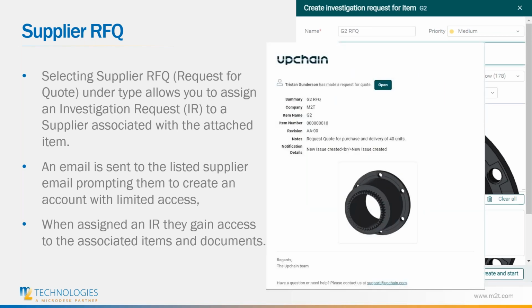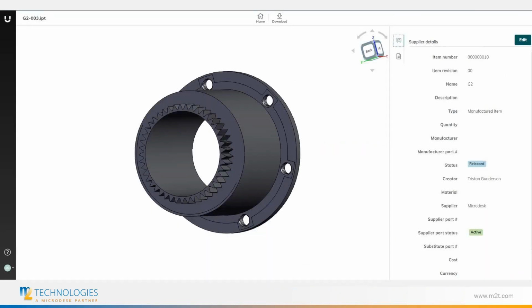Once this has been sent, the supplier will receive this email at that associated email, showing them a little basic information and giving them the option to open this RFQ. When they do so, it will open up the 3D viewer, much the same as we would have access within our Upchain portal. However, it will just give them limited access to the items that were shared with them. From here, they're able to go in and edit their supplier details on their own, as well as access those documents we attached, or even upload documents of their own.